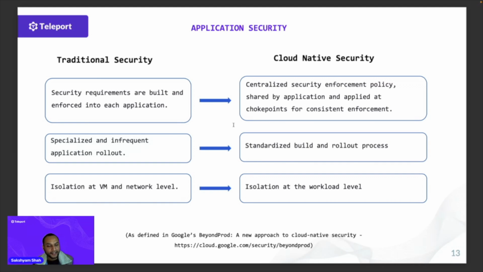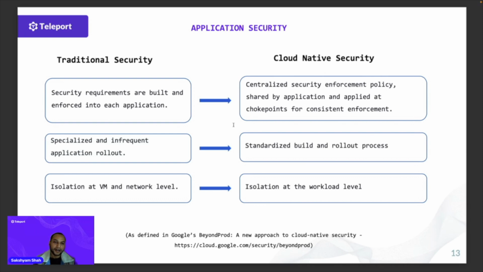The second thing is that in traditional security, once the application is developed, you have a specialized and infrequent rollout process. For example, let's go back to the same application A and application B. Application A can have different and specific rollout requirements, and application B can have different rollout processes. But when you think about cloud native security, the build and deployment process of different applications has to be standardized. So then again, you have a centralized way to enforce security, test for security, and make sure that everything is consistently built and rolled out.